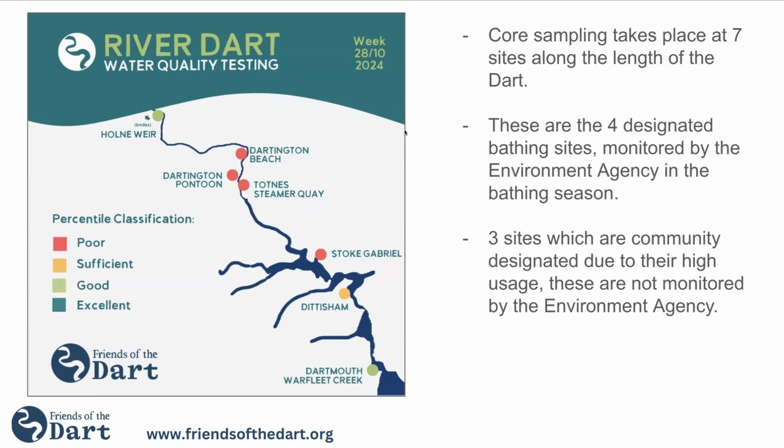In addition to the bathing sites, we have the community designated sites. And these sites we monitor because they're really highly used. So at Dartington Pontoon, Dartington Beach, and Holme Weir, these are actually some of the busiest sites in terms of river use on the Dart. However, they wouldn't be able to get awarded bathing water status due to the criteria that's needed to meet bathing water status, because you need facilities such as parking and toilets, and these sites don't have any of that.